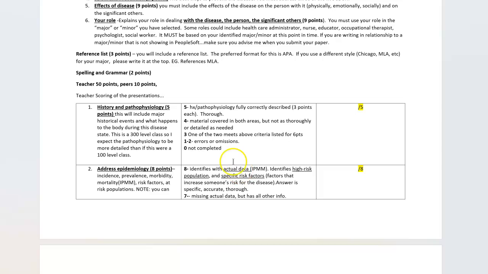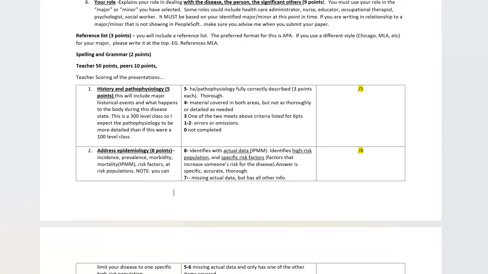Then epidemiology, you need actual data for high-risk population and specific risk factors. I've been giving you feedback on this as well. If you're having trouble finding the data, please let me know. Sometimes we have to make inferences, but for a lot of you, I've been giving you links if you don't have the data you need. If you don't have the data and I have not given you a link, please reach out so I can help you find what you need.